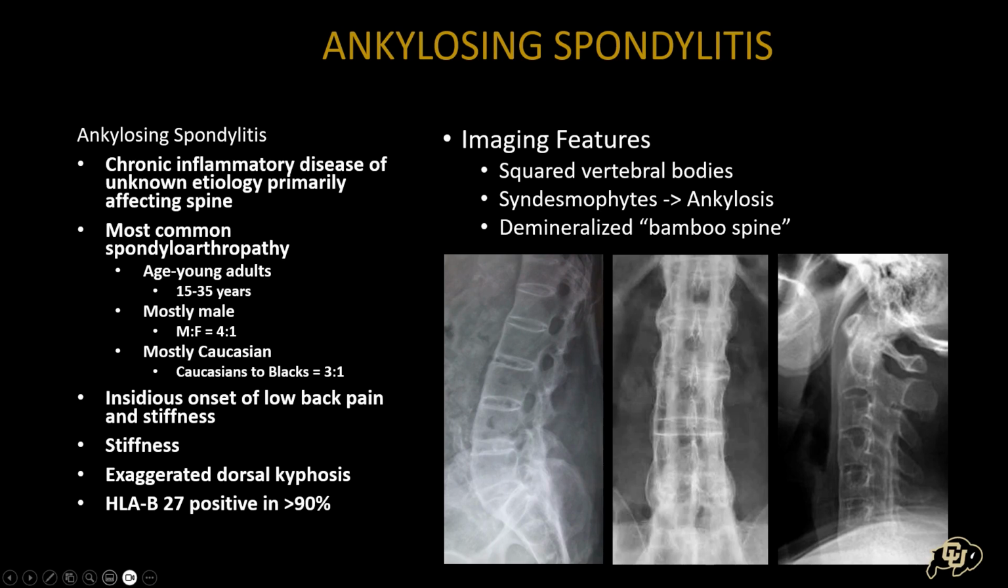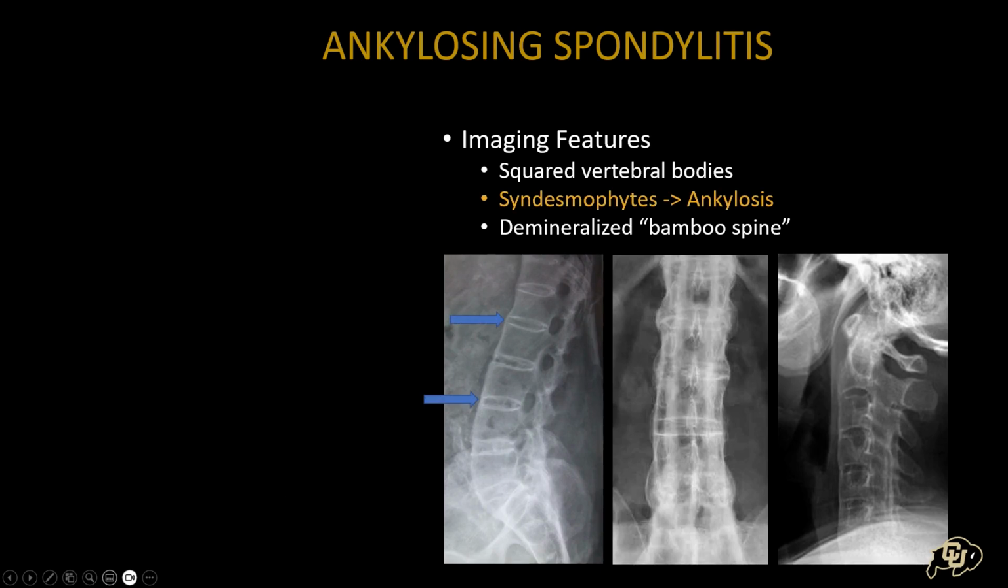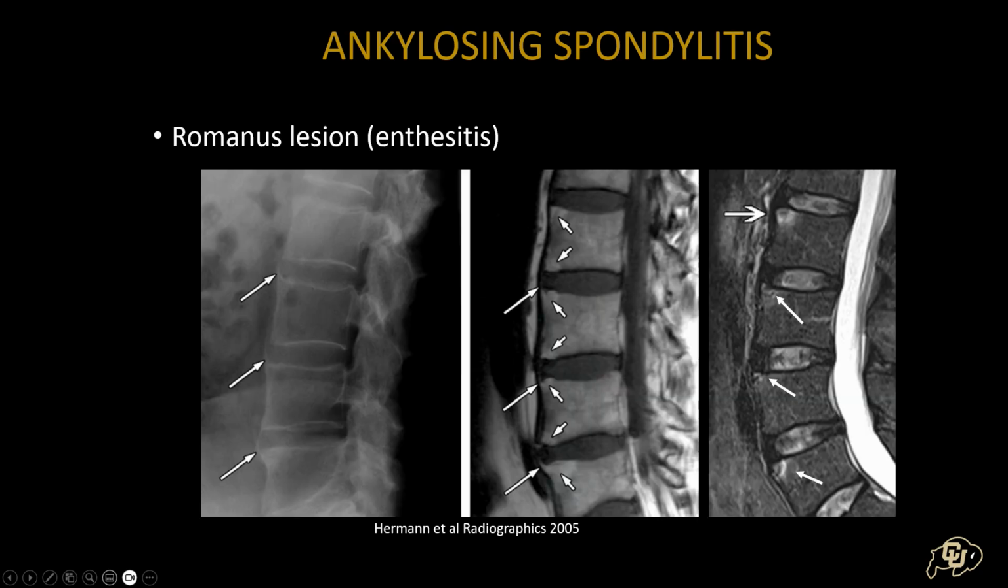So ankylosing spondylitis, as we know, is a chronic inflammatory disease typically affecting young males, and it's this insidious onset where we get imaging features including syndesmophytes, squared vertebral bodies, demineralized bamboo spine, but where this can really be confusing for infection is when we have one of two different findings. One is the Romanus lesion, which is an enthesitis that happens basically where those syndesmophytes are about to form. This could potentially throw you off that, maybe there's an infection going on. The multifocality should make that a little bit more obvious.